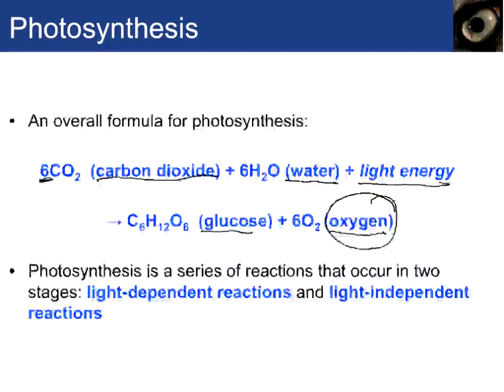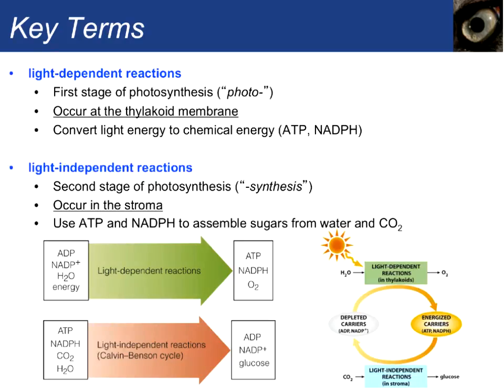So photosynthesis doesn't occur in one reaction, though. It occurs in a series of steps in two stages. The two main stages of photosynthesis are light-dependent reactions and light-independent reactions. The light-dependent reactions are the first stage of photosynthesis, and this is the photo part of the reaction. Photo means light, so this is where light energy is converted into chemical energy in the form of ATP and NADPH. The light-dependent reactions occur at the thylakoid membrane.